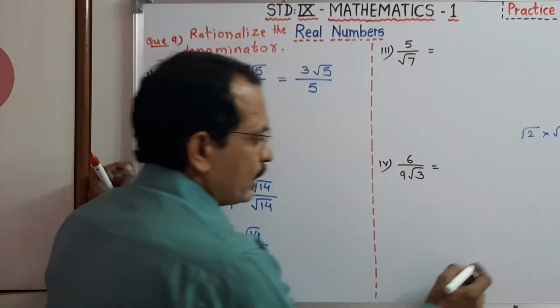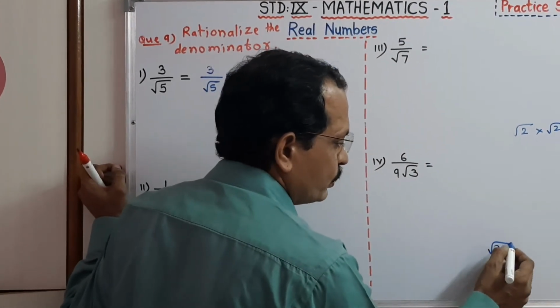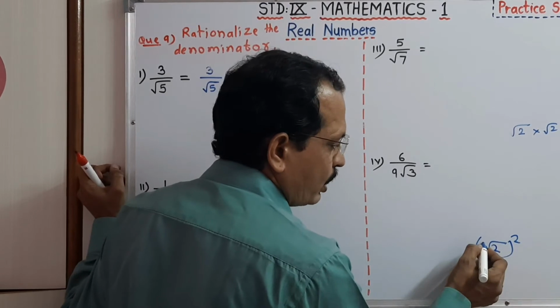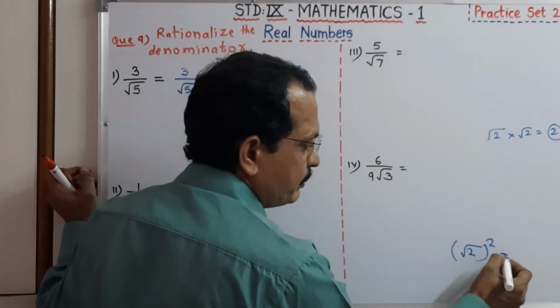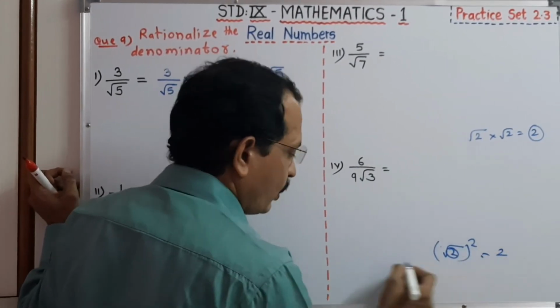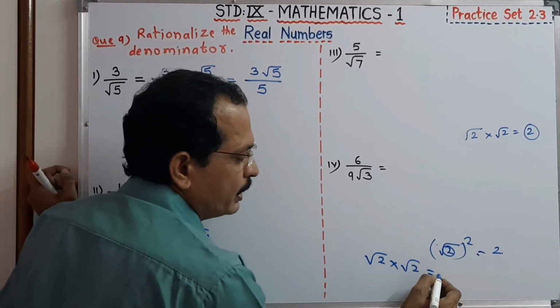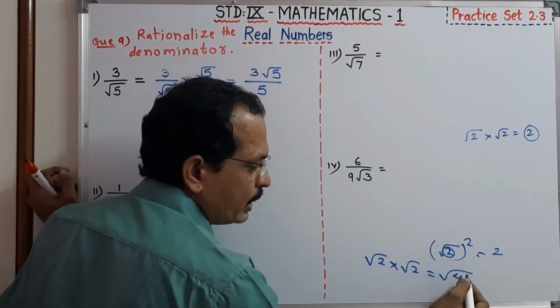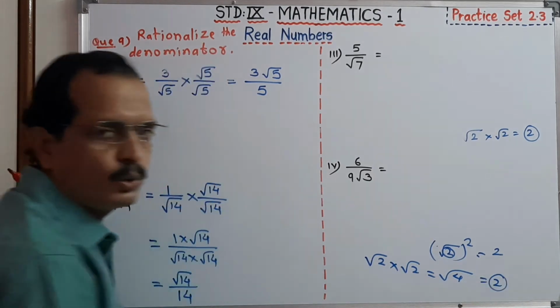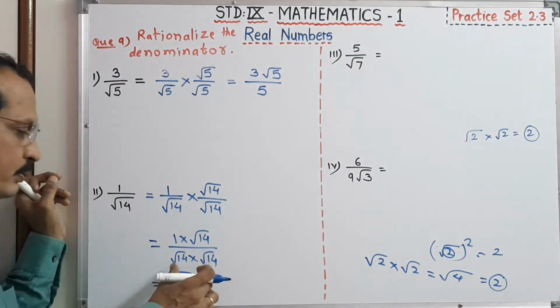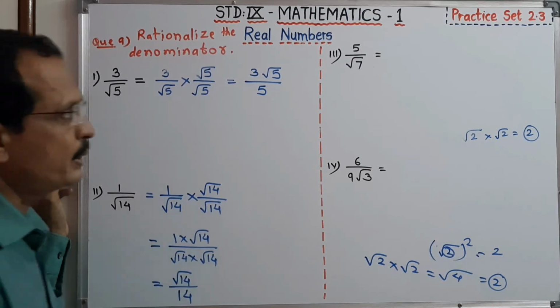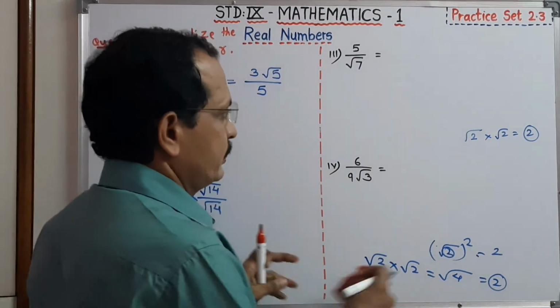This rule I have already explained to you. Root 2 and it is squared. When the order and the index are the same, then the answer is the radicand. Or we can write it in another way. Root 2 into root 2, dear student, it will be root 4, and square root of 4 is 2. Therefore, don't get confused about this. Remember, keep in mind.